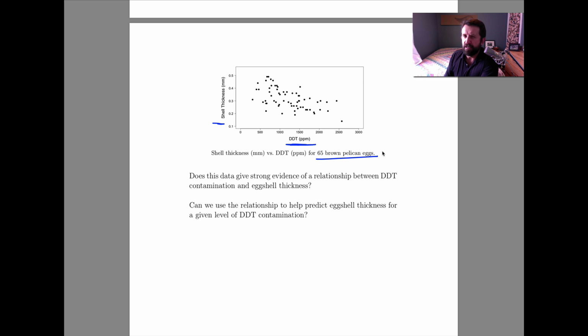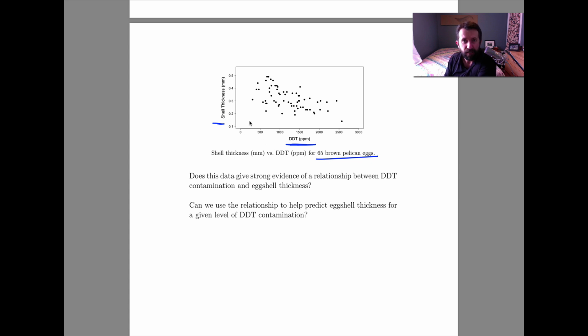And if you're following along and thinking ahead, you might think, well, how did they get those 65 brown pelican eggs? And how did they arrive at that sample? And are there any problems associated with that methodology? Things we'll talk about later. So big picture wise, it's good you're thinking that. I'm proud of you. But we'll talk about that later.